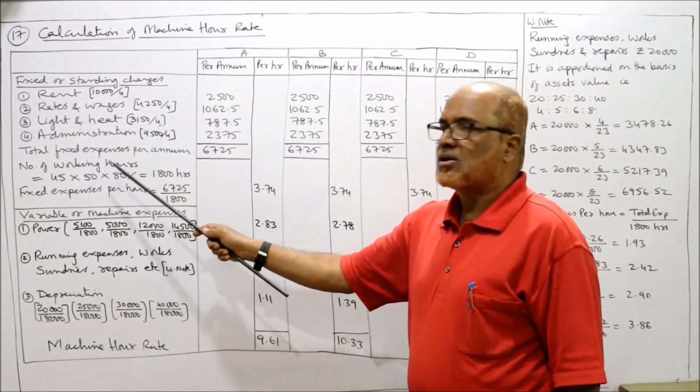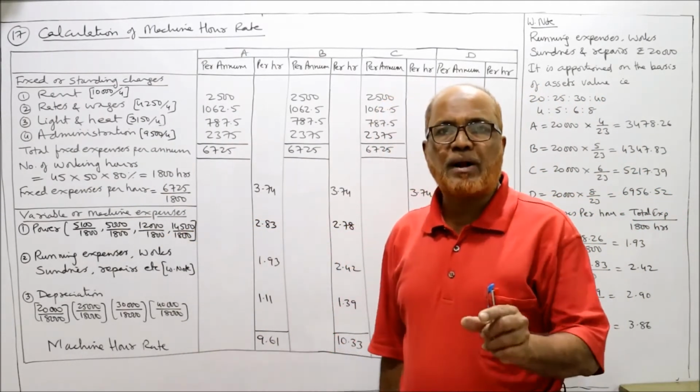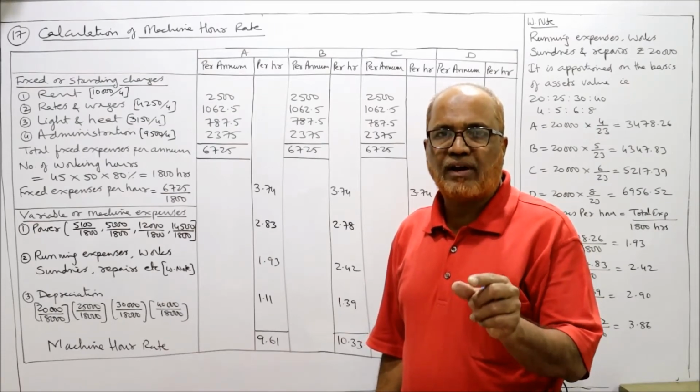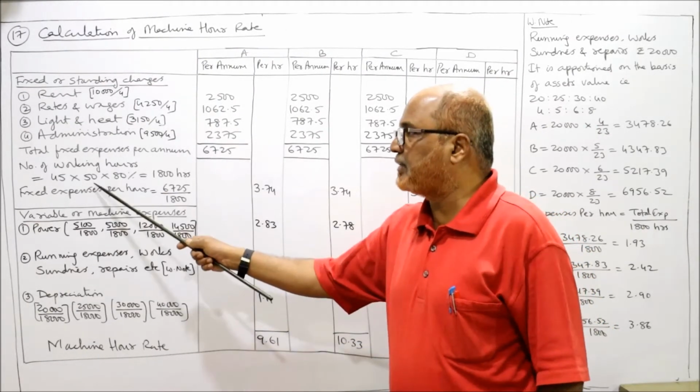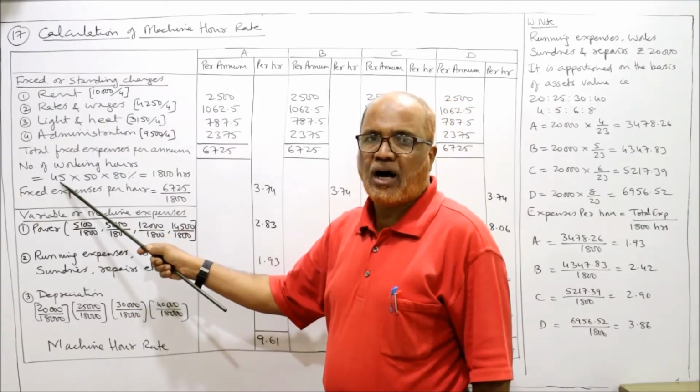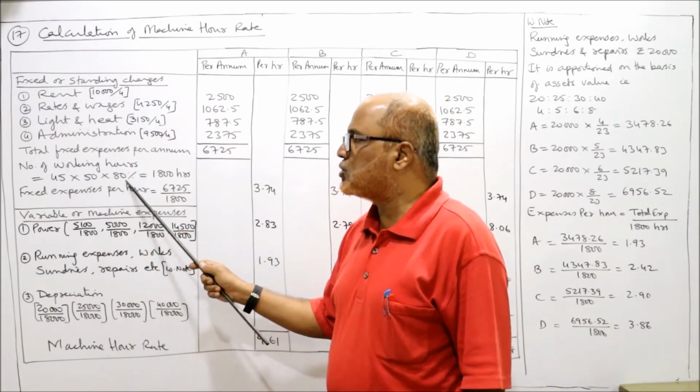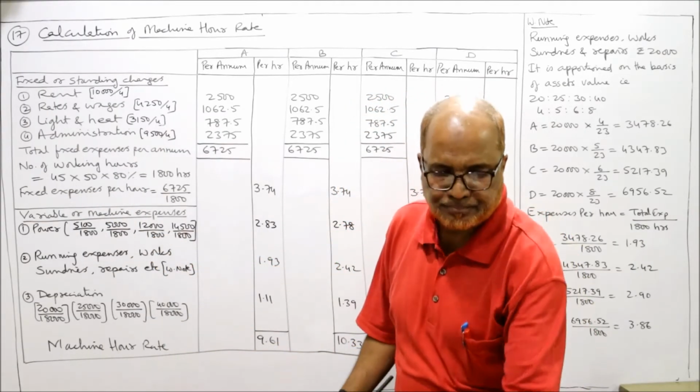Number of working hours, 45 hours per week. Per week 45 hours. How many weeks are there? 50 weeks. So 45 hours into 50 weeks into 80% utilization.